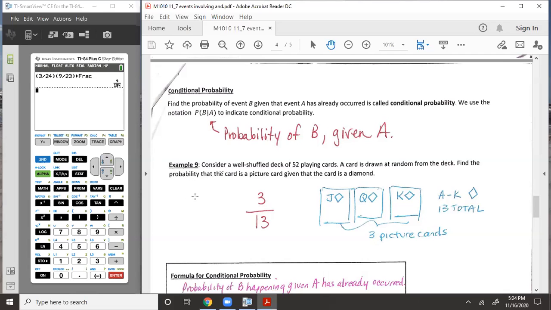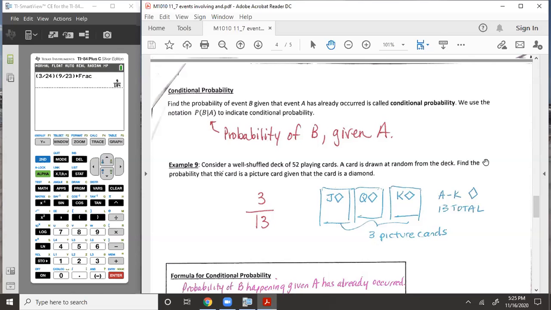Example 9. Consider a well-shuffled deck of 52 playing cards. A card is drawn at random from the deck. Find the probability that the card is a picture card given that the card is a diamond. So from a deck of 52 cards, the given part tells us that out of those 52 cards, we have diamonds to choose from. Since there are 13 diamonds, the new total is 13.